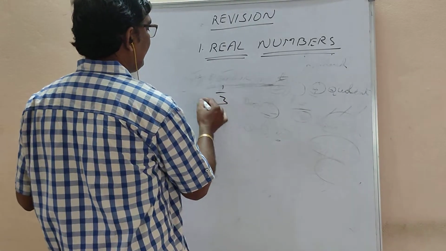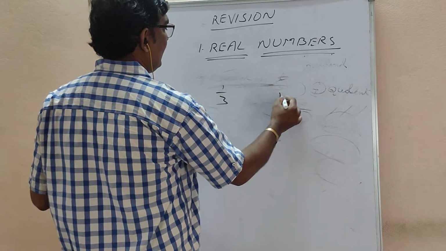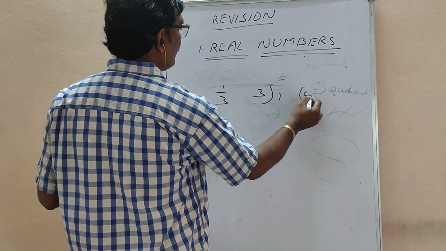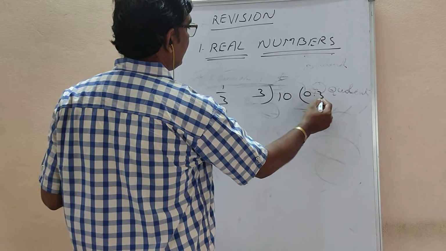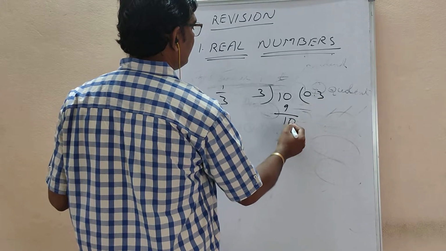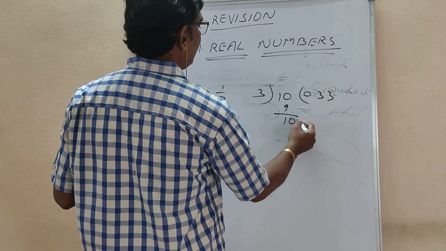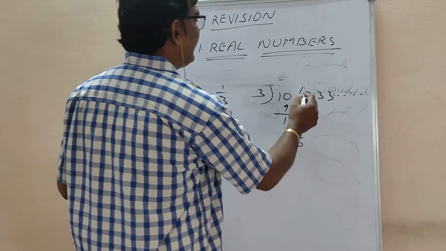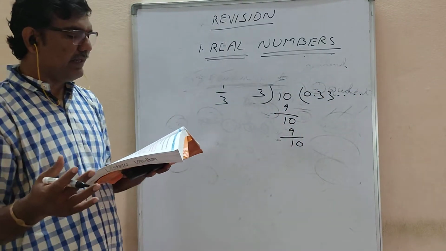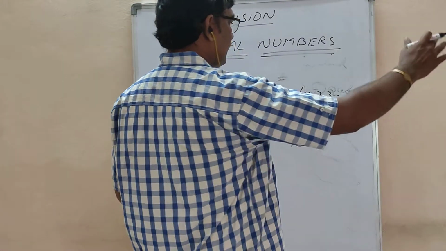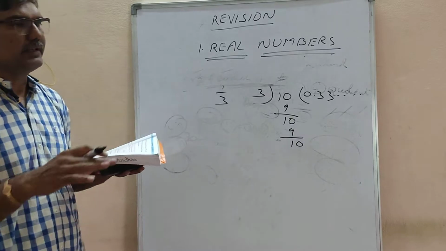See, 1 by 3: if I write 1, I should divide by 3. One time also it won't go, so I have to put 0 point here. 3 3 is a 9, 10 minus 9 is 1, again you can keep 0, 3 3 is a 9 again. So what is happening here is the decimal is not terminating. The decimal form keeps on coming, it is repeating, recurring.